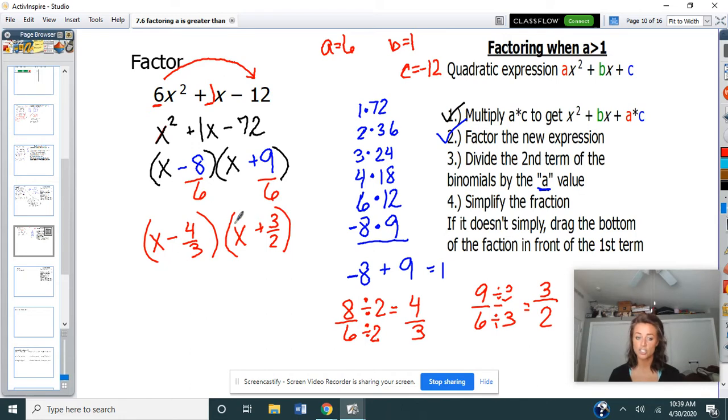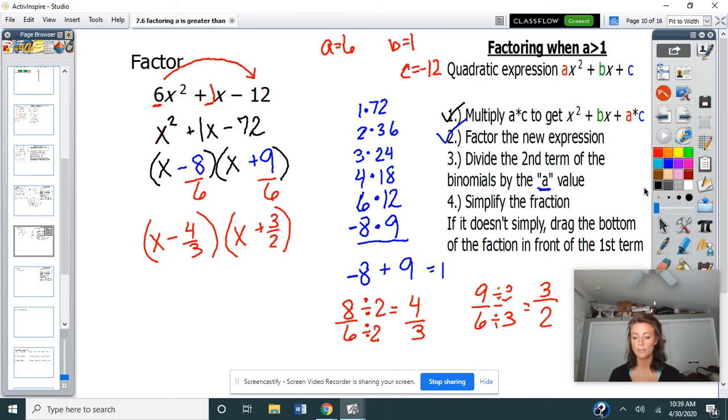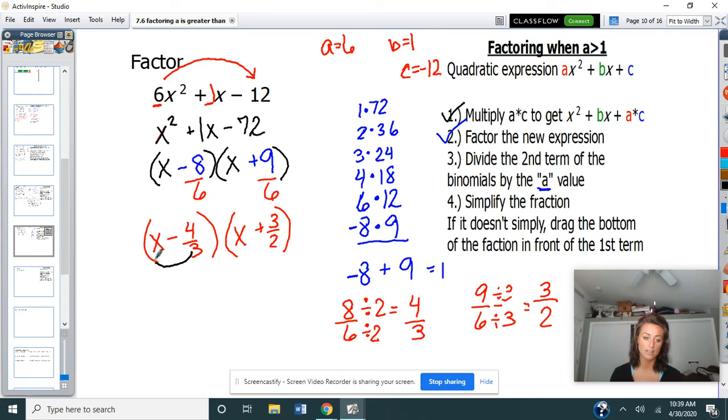It's still a fraction, so now that we simplified the fraction, we're still going to drag it. Since it's simplified, now we're going to drag this 3 over. So it'll become 3x minus 4. And we're going to drag the 2 over, 2x plus 3. And this is my final answer.